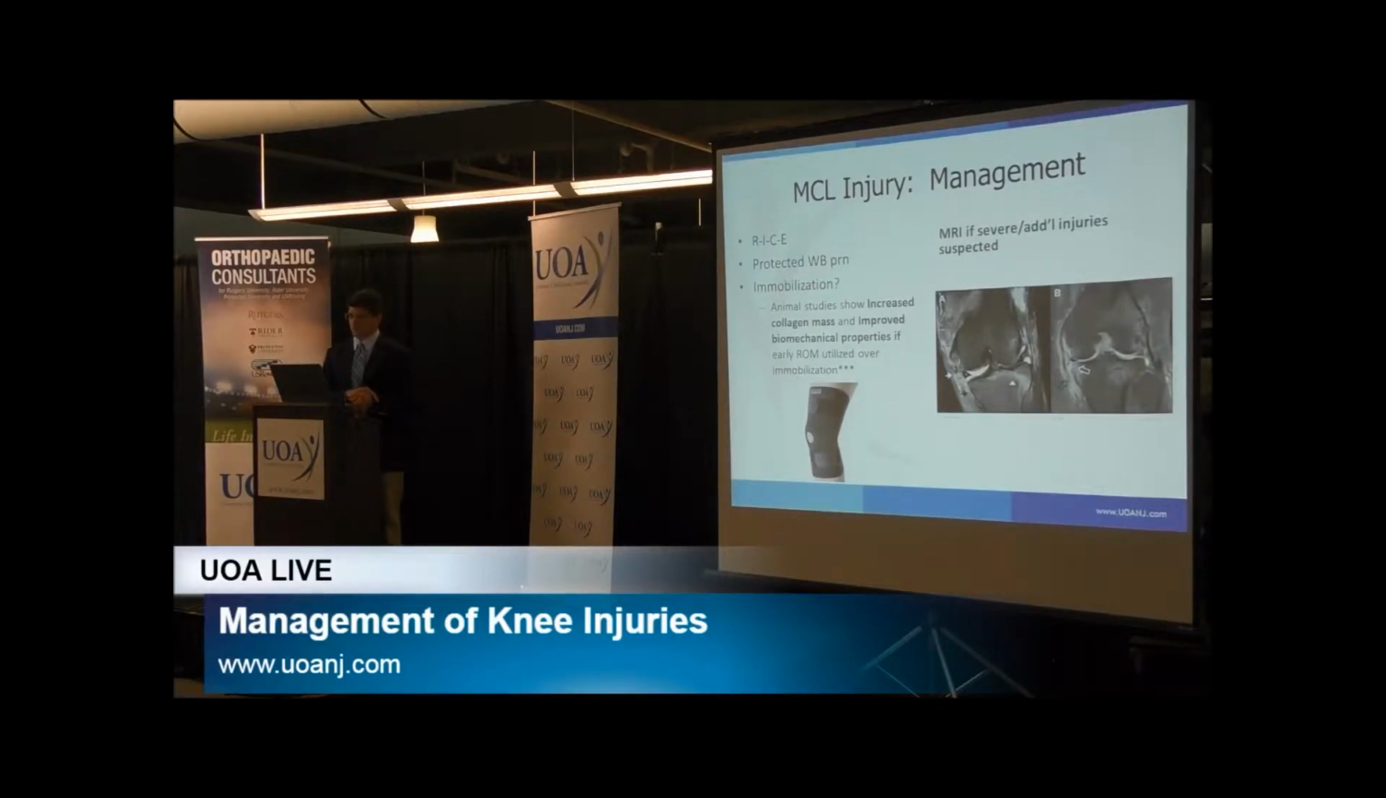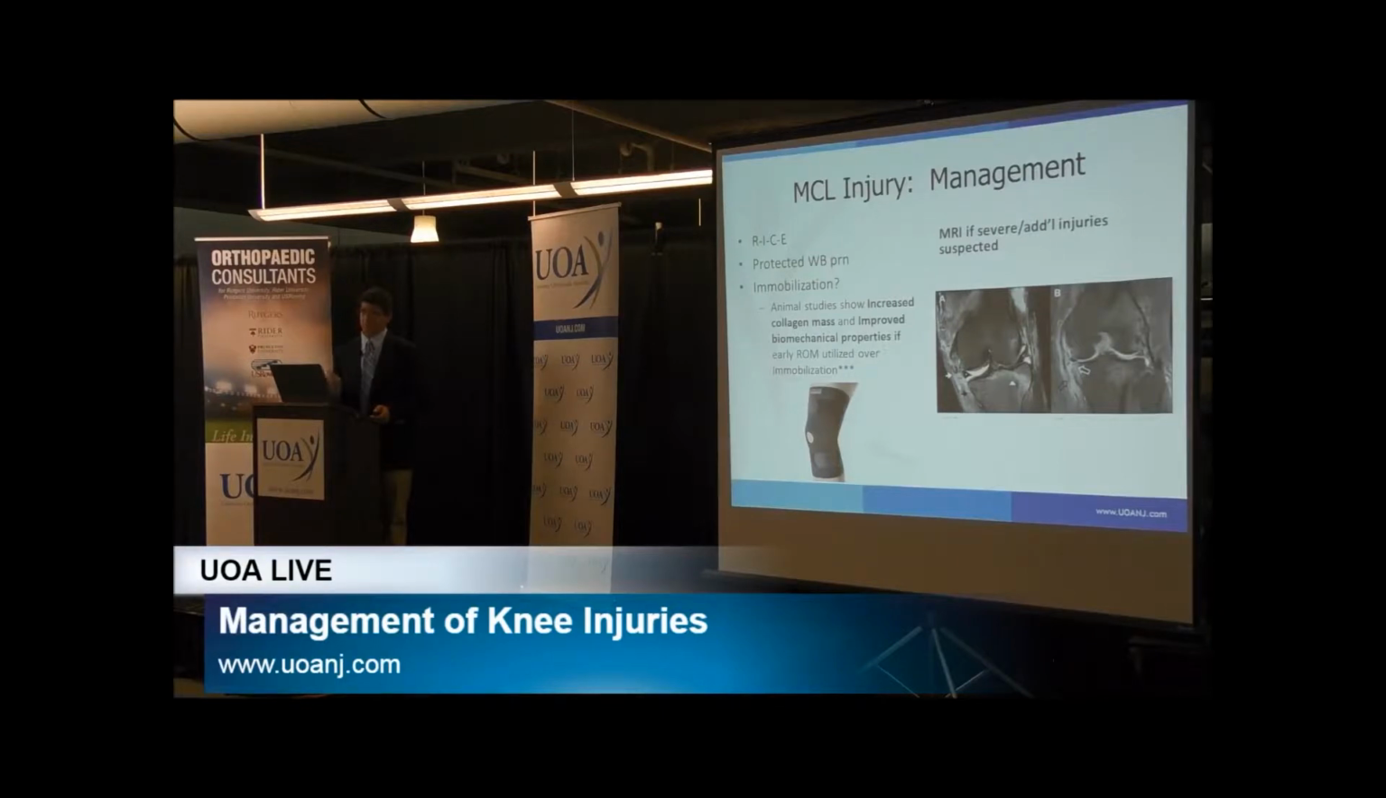We do our usual protocols of RICE, protected weight bearing if needed. Do we immobilize them? That's been studied in a lot of the injuries that we see, and the answer is we probably shouldn't be, or not for any significant amount of time. Many studies have shown that when we start early range of motion, we get an increased collagen mass and improved biomechanical properties of the healing tissue.